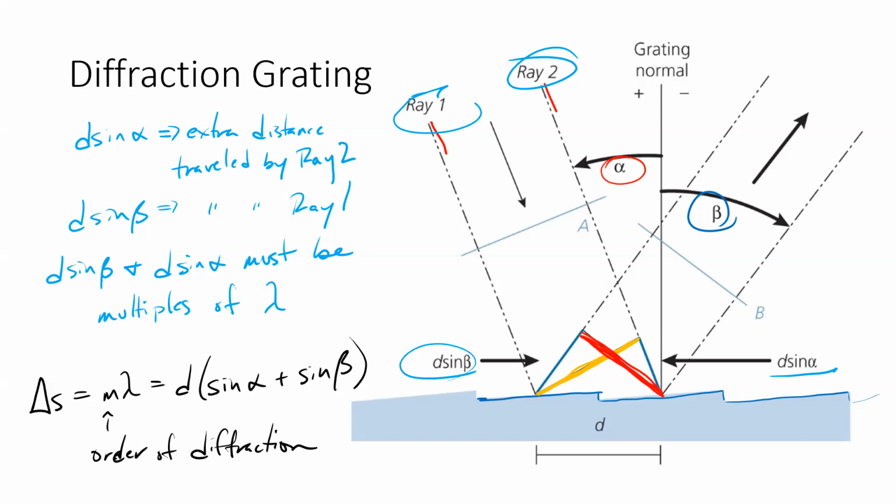We can have a zeroth order, and that's just reflection, right? There's zero difference in the path length. That's just reflection. For diffraction, we often use the first order diffraction, where the difference between d sine beta and d sine alpha is just one wavelength.